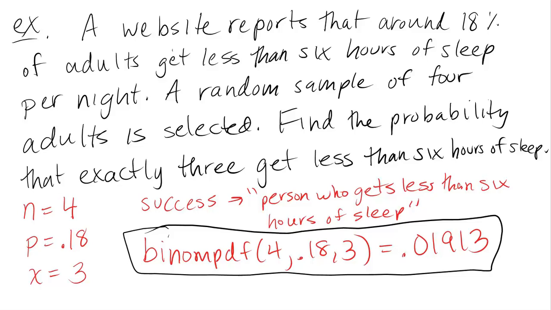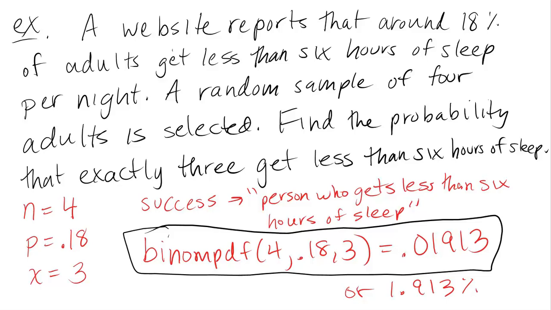What I require that you show me is what calculator function you used and what your inputs are, and I think this is a good way to type that. And then of course I want to know what your answer is. You can leave it as a decimal. For those of you that are more comfortable thinking of them as percents, that's around 1.9%. So if you were to select 4 adults at random, the probability that 3 of them would get less than 6 hours of sleep is only around 1.9%. It's pretty low. So it would be kind of rare to have that happen.